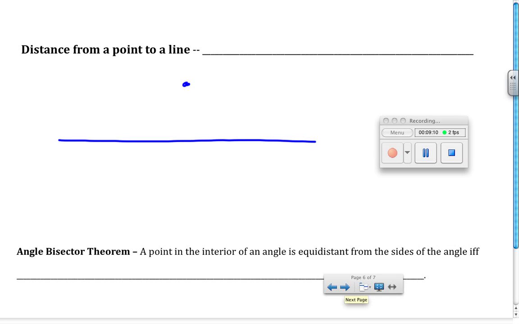If I asked someone to take this ruler and measure the distance from that point to that line, I would be curious how you would place that ruler. How would you place the ruler in order to measure that segment? Jesse? Those are terms I don't understand. Show me. I know you love coming up to my board.